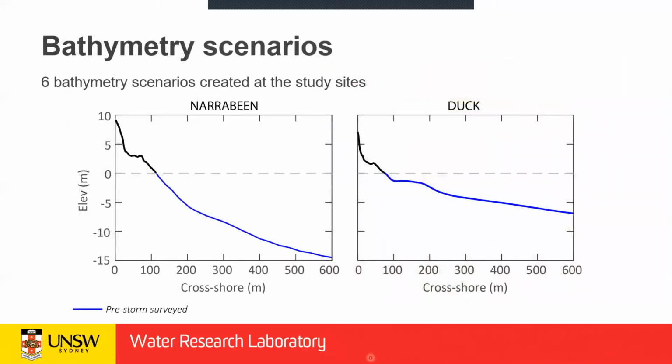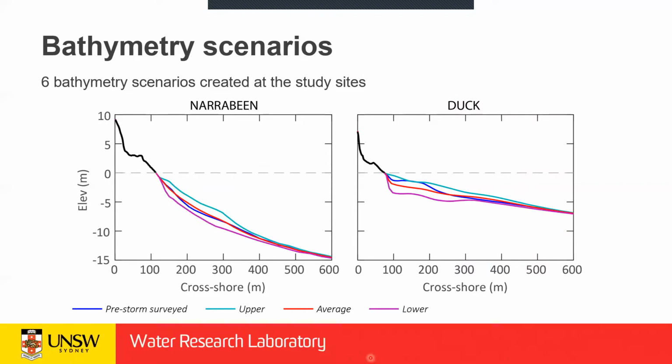For the modeling process, 6 bathymetry scenarios were created. Firstly, a pre-storm surveyed bathymetry for whichever storms this dataset was available. An upper bathymetry, which was created from the upper 95% confidence interval of all bathy surveys carried out at a site. An average bathymetry, which is the average of all bathy surveys at a site. A lower bathymetry, which is the lower 95% confidence interval of all bathy surveys at a site.